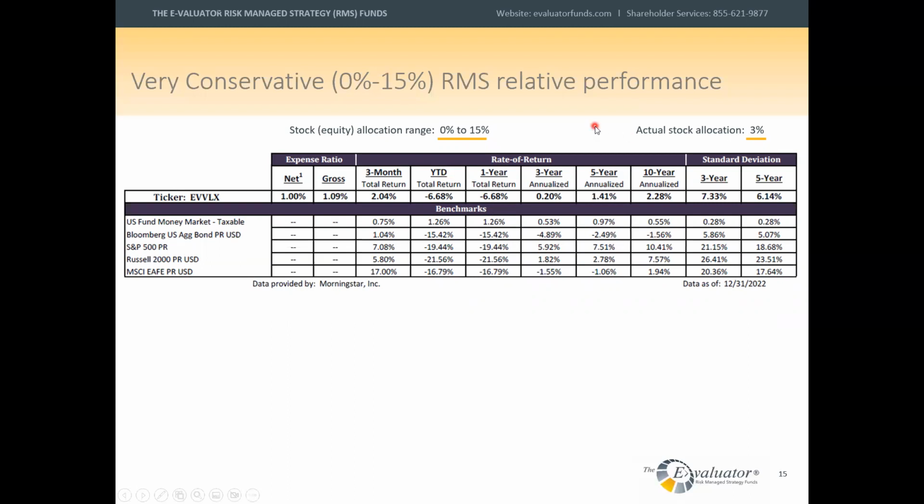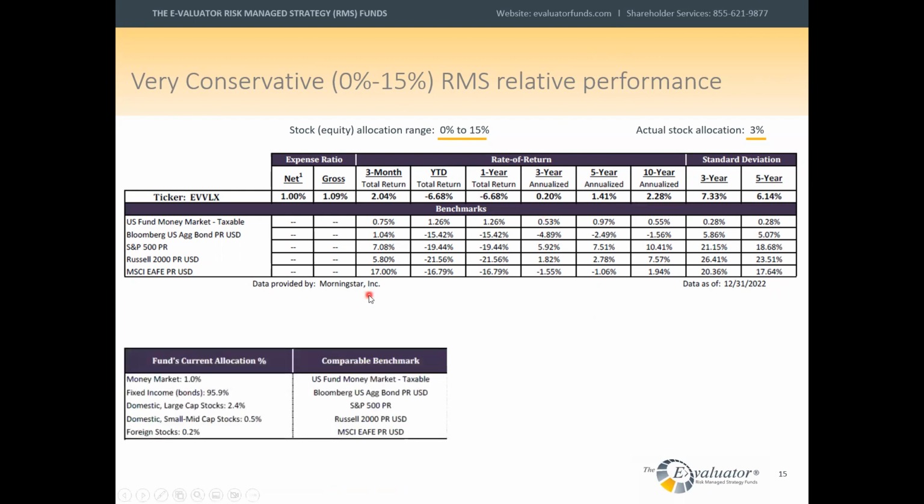Okay. So if we were to break that down, you can see that for the 1 year, this fund posted a negative result, minus 6.68. For the last 3 years, it's been positive 0.2, 1.1, 1.41% average per year for the last 5 years, 2.28% average per year for the last 10 years.